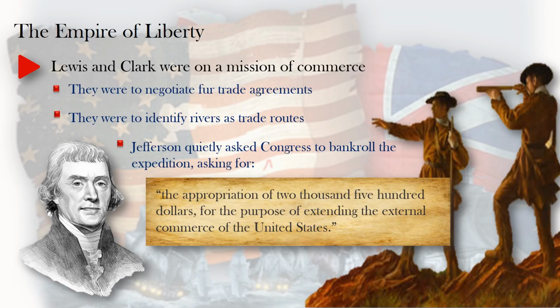He asked for the appropriation of $2,500 for the purpose of extending the external commerce of the United States. All of this, we have to remember, was being requested by a man who didn't like commerce, who thought that the future of the nation was in farming. Well, nevertheless, this is what he's asking for. And here's another irony. Hamilton's Bank is going to be the institution that's going to lend Jefferson's expedition the funds.